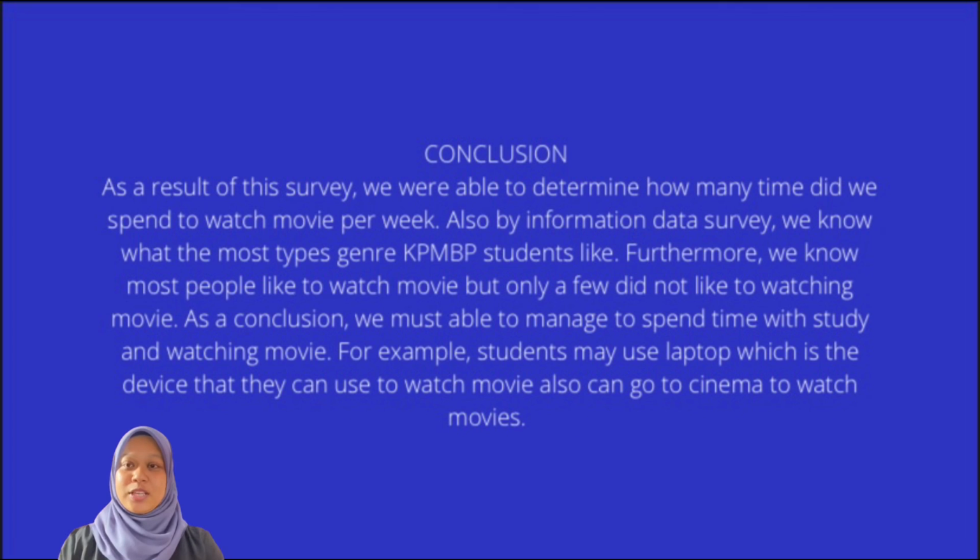Next, in conclusion, after we did our survey, we got information from KPMBP students. The first one is we are able to determine how much time they spend watching movies per week. Next, about the genre. In our questionnaire, we put many types of genre so that they can choose what they like. The most liked genre among KPMBP students is action. Many of us really like to watch movies, but only a few of them do not like to watch movies. So maybe they like to do other things.